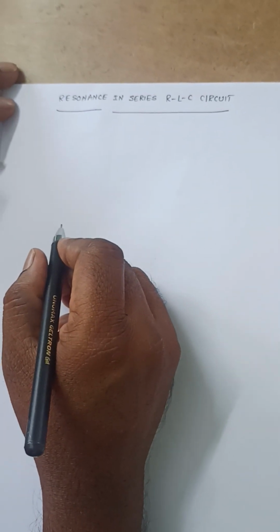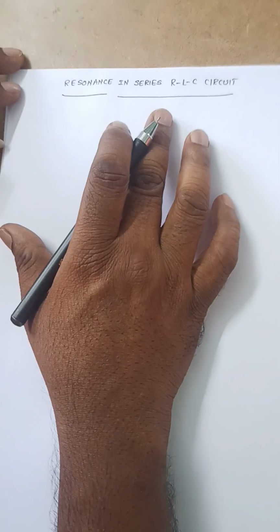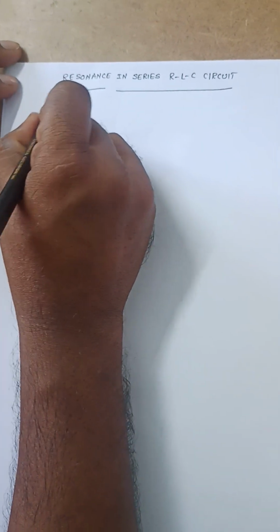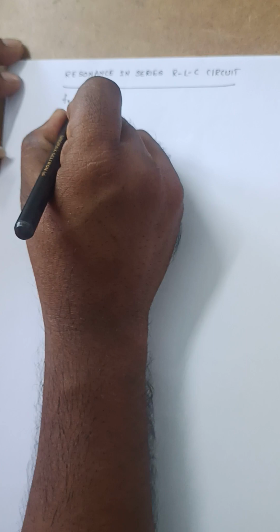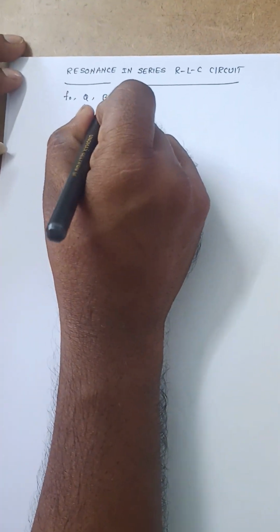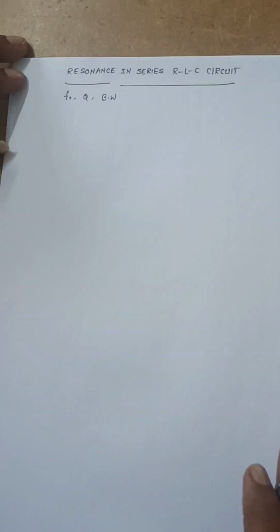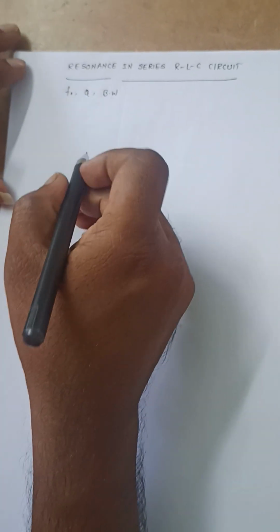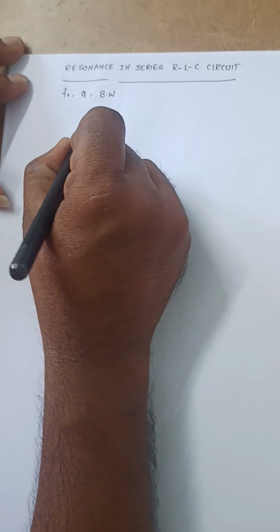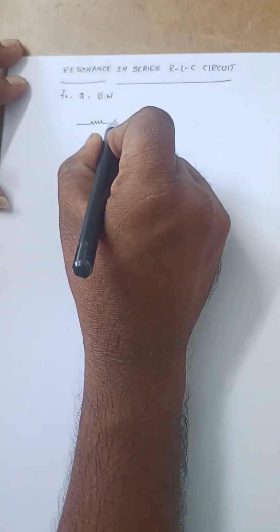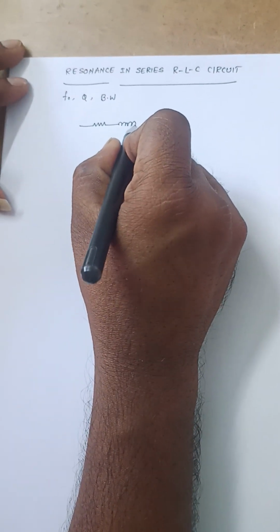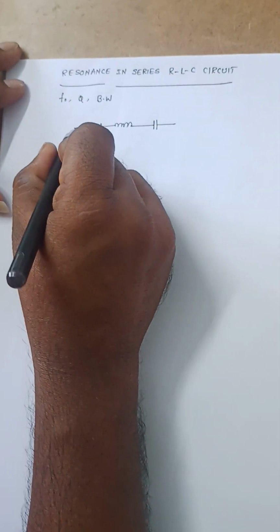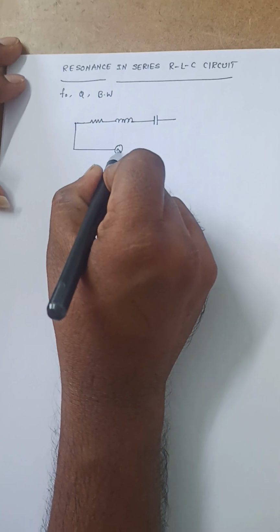So in this concept, what we are going to find here is the resonance frequency, quality factor, and bandwidth of this series RLC circuit. For that, let me consider a series RLC circuit which consists of resistance, inductance and capacitance connected in series as shown in the figure.